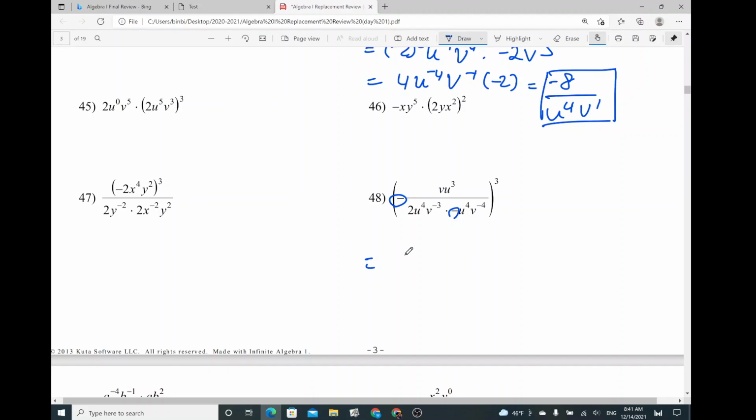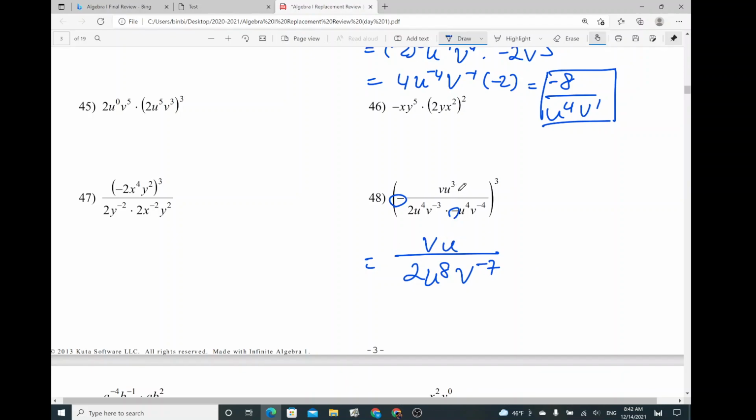And then for the denominator, whatever the common base that we have, let's just multiply those terms first, not the terms, the elements. So 2 times 1, so then that's just 2. So u to the power of 4 times u to the power of 4, u to the power of 8. v to the power of negative 3, v to the power of negative 4, so v to the power of negative 7.